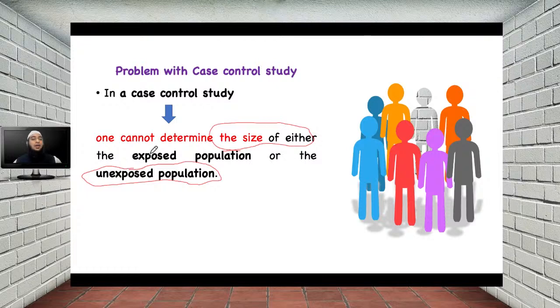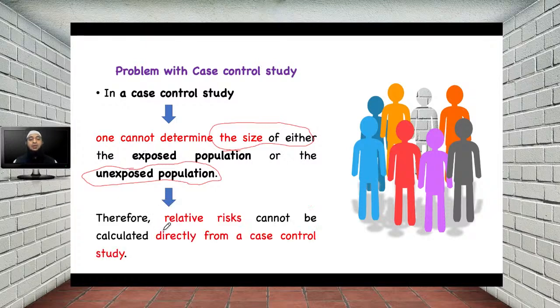Now you are not aware whether the disease the patient is suffering from is only due to the drug, or due to a natural cause, or he might have some other reason for the disease, right? So you cannot determine the size of either the exposed population or the unexposed population. So in such cases, relative risk cannot be calculated directly from a case control study, or if you calculate it using a case control study, that data will not give you a valid interpretation. So in such a case the relative risk is of no use. So in a case control study, you are not using relative risk.